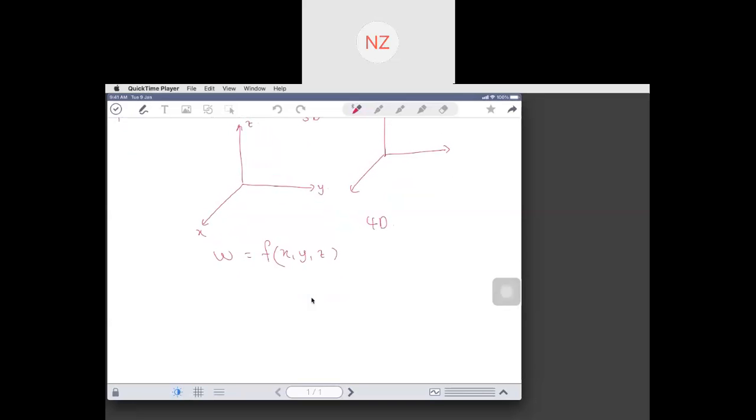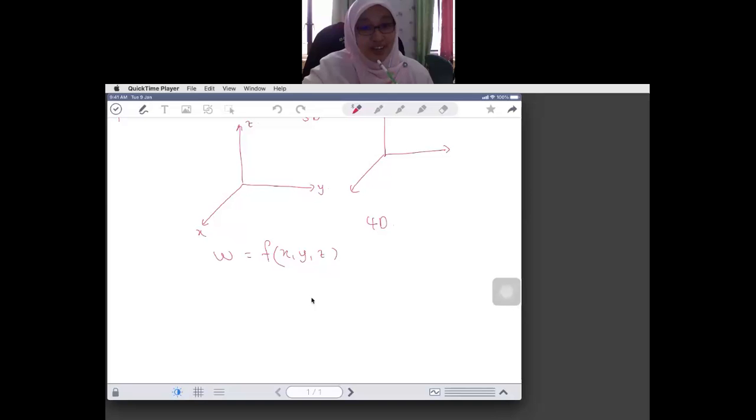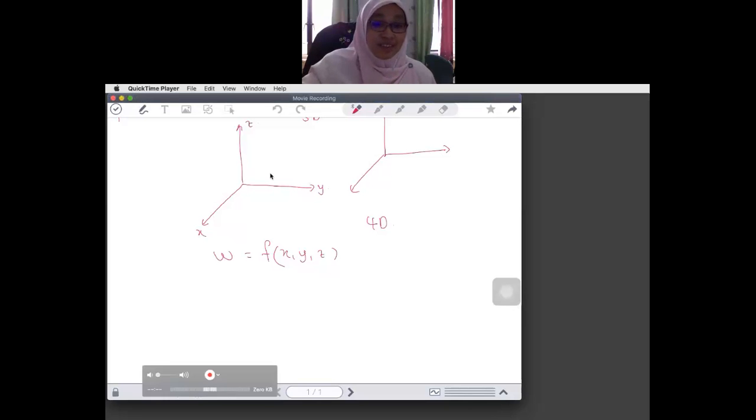Possible? By hand? No. Of course you cannot, because 3D is just like this: X, Y, Z, something that you can touch. But for 4D, there is an extra dimension here, which is the feeling.